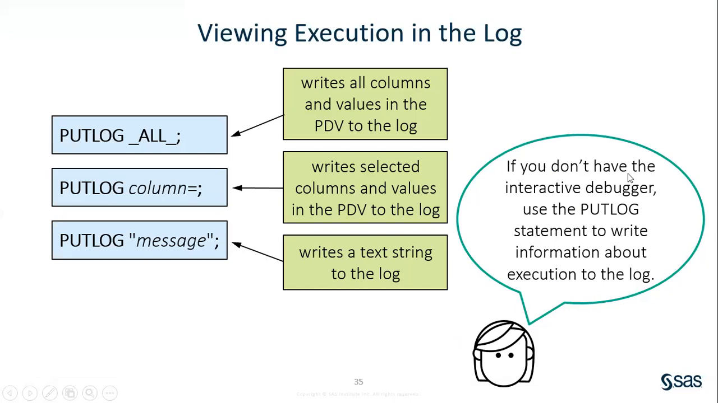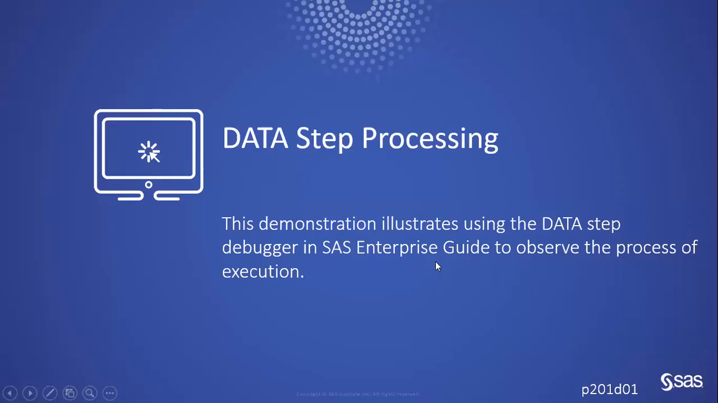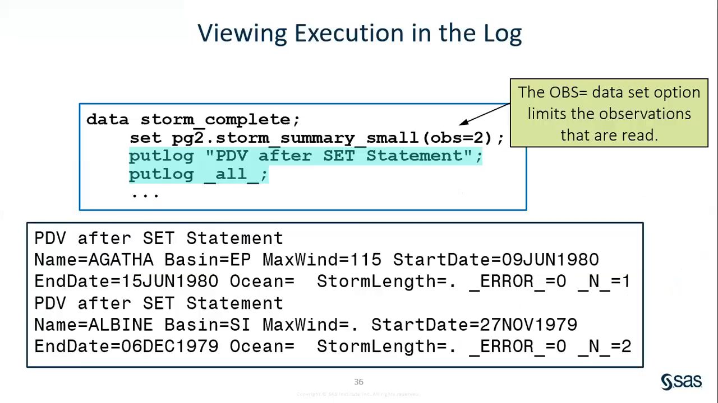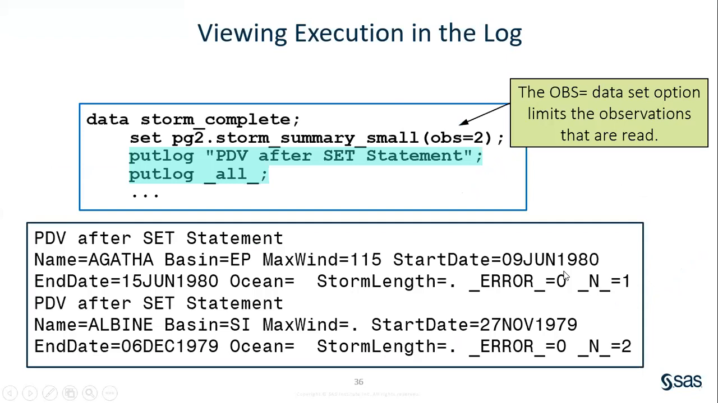All good? If you don't have the interactive debugger, which is mostly in Enterprise Guide, which shows the content of the PDB and how the data step processes every time and how the PDB moves, but that is in EG, so that is not there with us. So we see the contents in the backend with this programming way of looking into the log by using put log and these expressions. Fine.